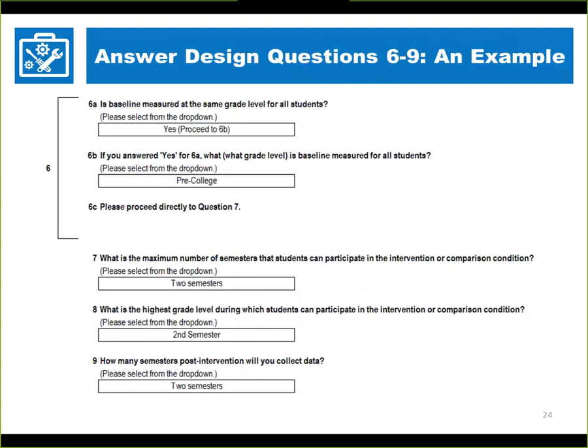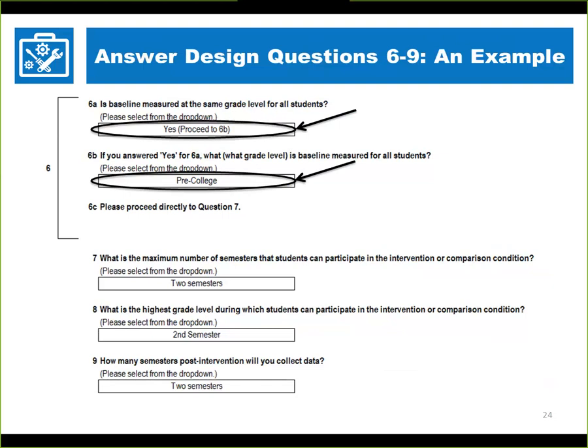And for question 6, there are 3 different parts. The first part asks, is baseline measured at the same grade level for all students? So in our example, we answer yes, the grade level, and we indicate the grade level in response to question 6b, which says if you answered yes for 6A, what grade level is baseline measured for all students? In our example, that's pre-college.